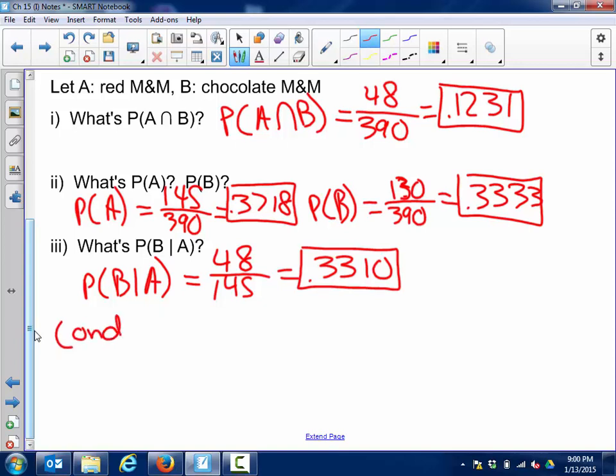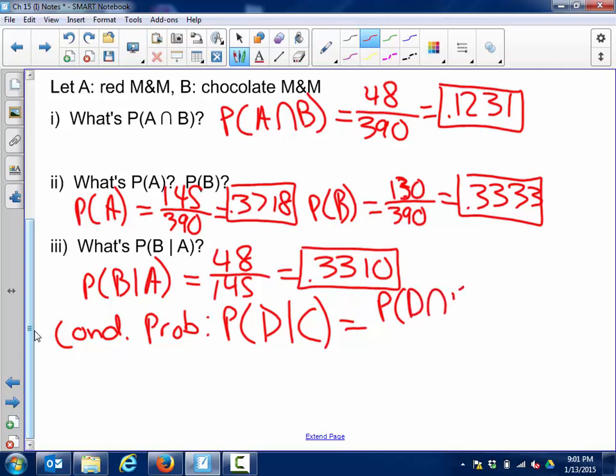So conditional probability is defined thusly. Conditional probability is for events. This is for general events, B and A. Don't focus on the red versus chocolate. In that case, why don't I just say this? The probability that event D will occur given event C has occurred is the probability that they both occur. That is to say, D intersect C over the probability of C.